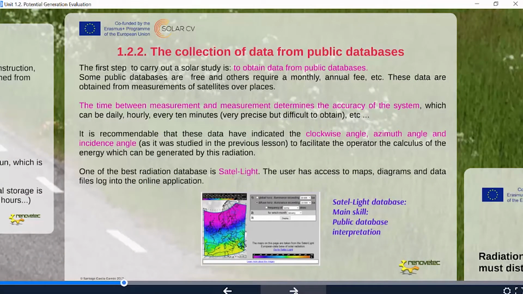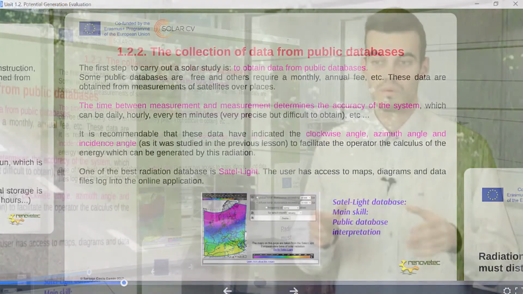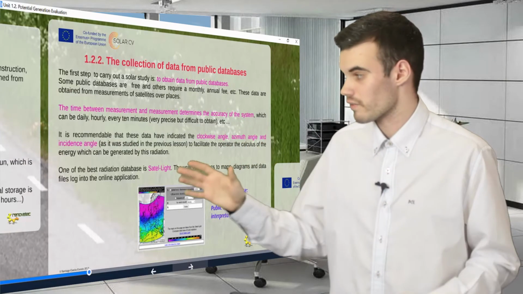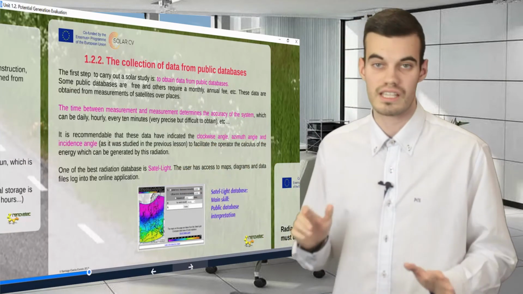And it's recommendable that this data indicate the clockwise angle, azimuth angle, and incidence angle, because as we saw in the previous unit, to elaborate the tracking system we must define them. The clockwise angle and the incidence angle are very important.